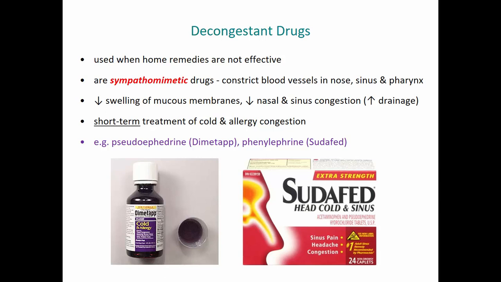So these types of drugs, when they're taken, they act to constrict or narrow the blood vessels in the nose, the pharynx, and the sinuses. And that then allows less fluid to leak into the tissues. And so the mucous membranes are reduced in swelling, and that relieves the congestion. So this can be very effective over the short-term treatment. Drugs that you might recognize in over-the-counter types of medications are things like pseudoephedrine or phenylephrine. So they act just like epinephrine, which is the neurotransmitter that the sympathetic nervous system uses.